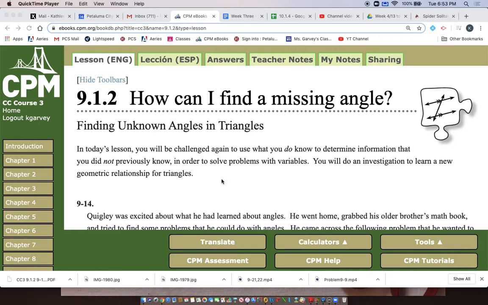9.1.2, how can I find a missing angle? This section is about finding unknown angles in triangles. But before we get started with the problems for this, let's do a short exploration of triangles.